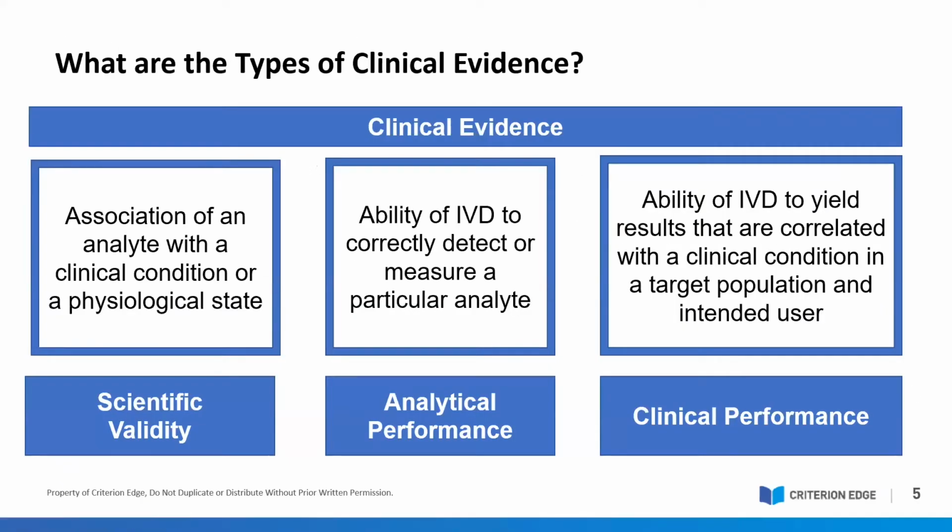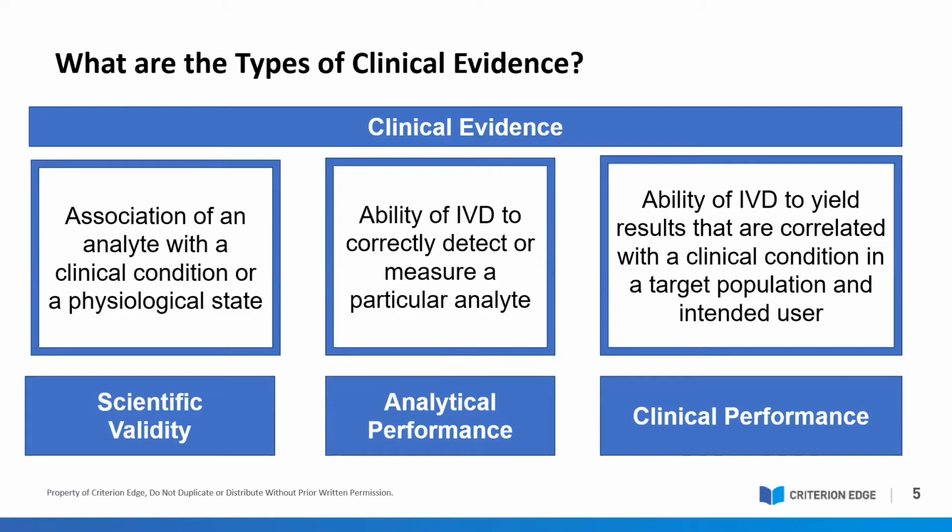So first off, what are the types of clinical evidence? These definitions should be used to help guide how and where the clinical evidence will appear and be presented within your PER. So we'll start with just a very brief recap of the definitions for each report. The scientific validity report should provide evidence supporting the association of the analyte with a clinical condition or a physiological state, which is quite similar to the purpose of the SOA section within a typical CER.